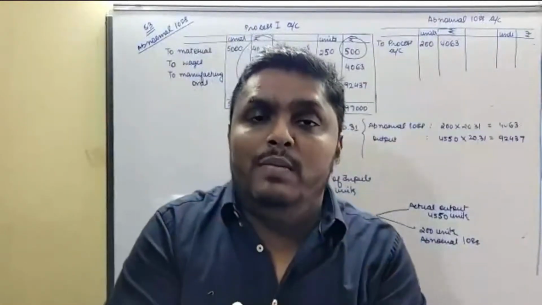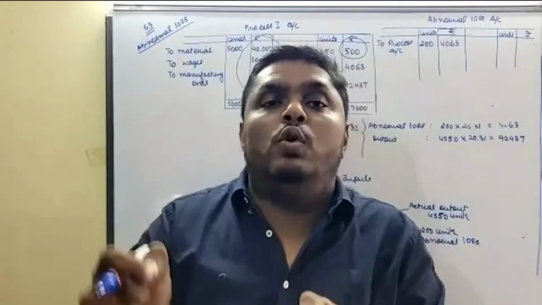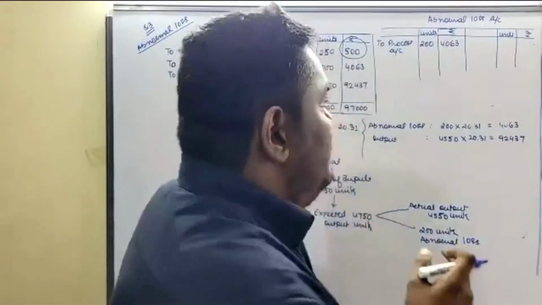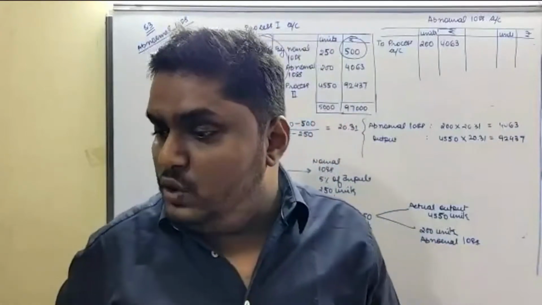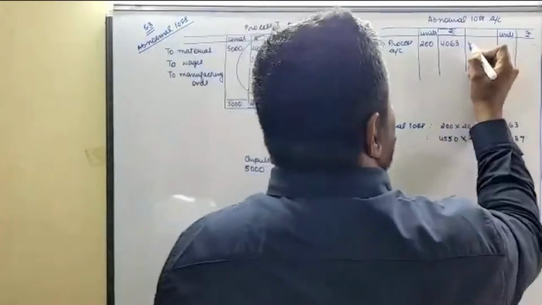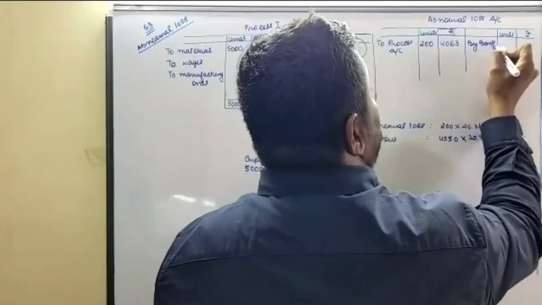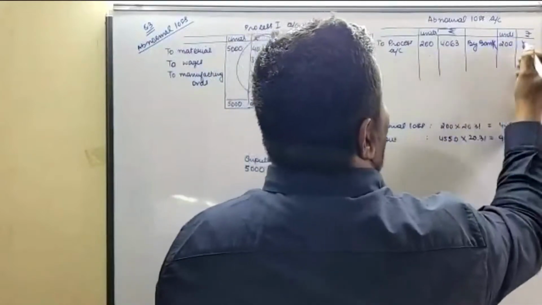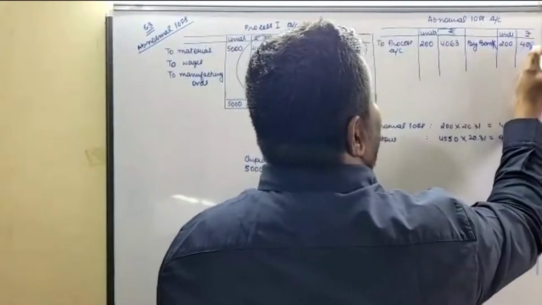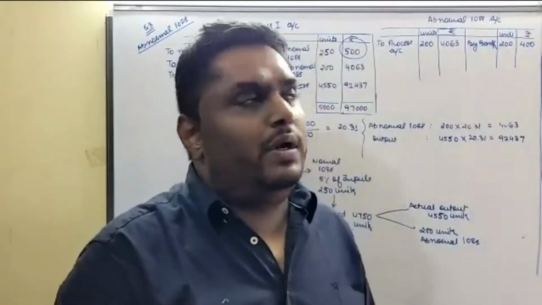So we will assume that just like normal loss, these abnormal loss units are also sold in the market at the same rate. Here my scrap value is given in the question, that is rupees 2 per unit. So we will assume that similar to normal loss, these 200 units are sold in the market at the rate rupees 2. So 400 rupees is realized on sale of the scrap of these 200 units.